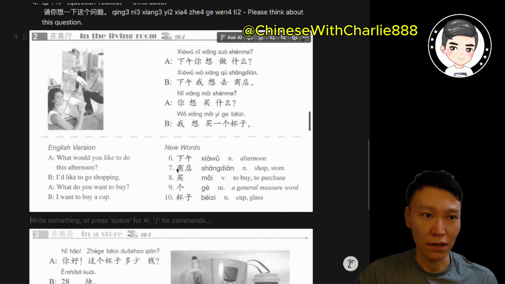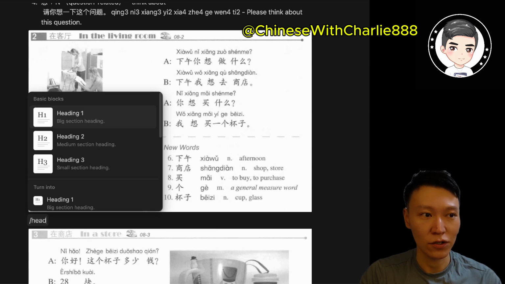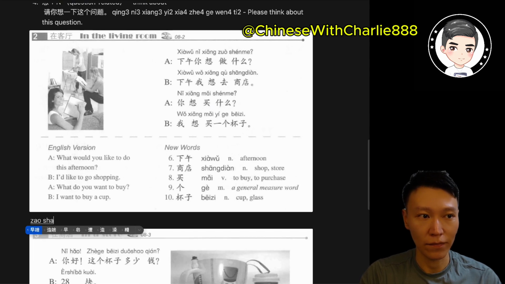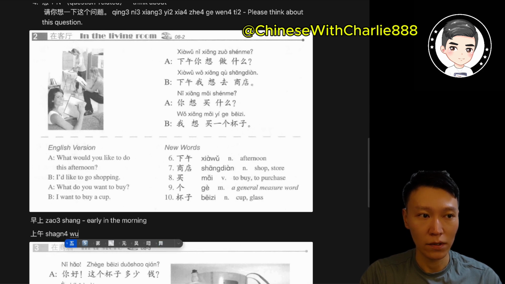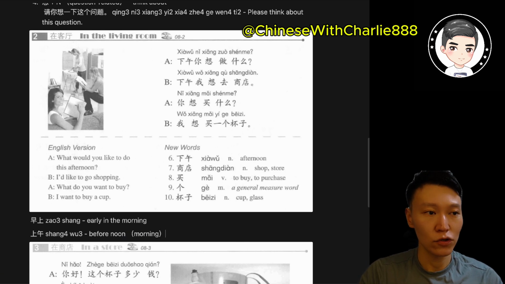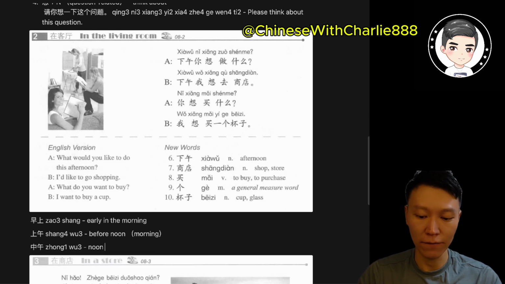The first one is 下午, which means afternoon. Because of this word, we can talk about different parts of a day. So we have 早上, which means early in the morning. 上午, which is before noon, also morning. 中午, which is noon, around 12, right?